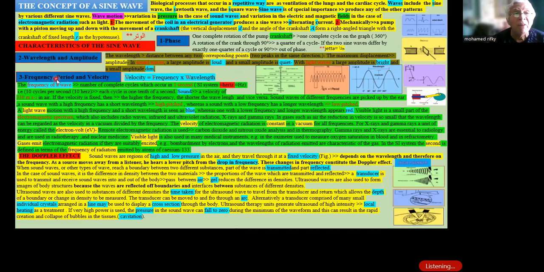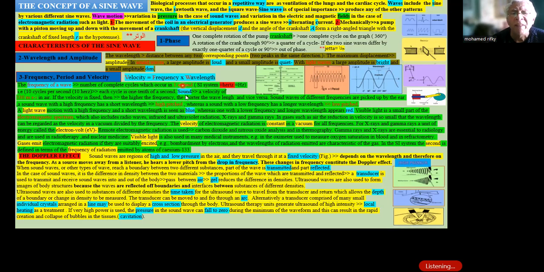Now we come to the frequency, period, and velocity. You ought to know that the velocity equals the frequency times the wavelength. The frequency of a wave is recorded in hertz. Whenever we have 10 cycles per second, we call it 10 hertz. So this figure shows 4 cycles in 1 second. That means each cycle will take around 1/10 of a second. As we know, the velocity of sound is fixed, and if the frequency increases, definitely the wavelength will decrease.